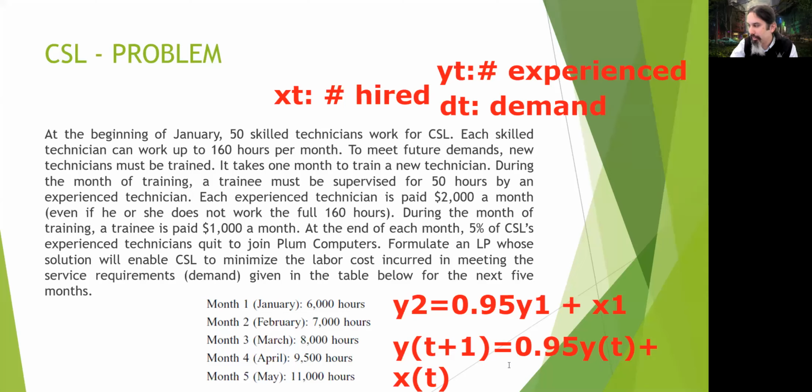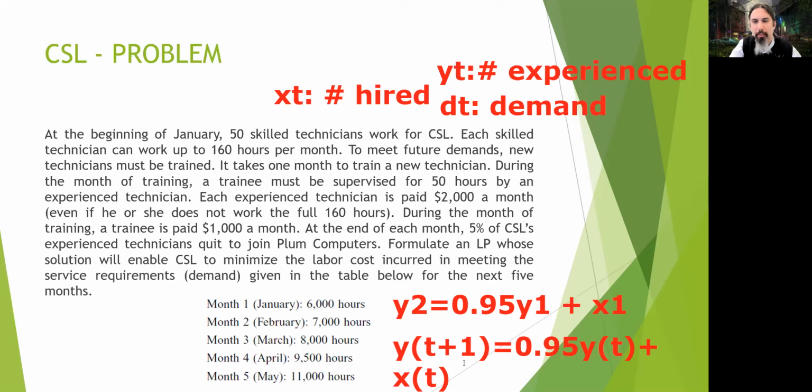Now, we can write this one as our available technicians constraint, okay? This is the number of technicians we have for the T plus first period, all right? This always holds. For T equal to 1, this is 50. We know this. Y1 is 50. But for all other periods, we're going to use this to find the number. All right. This is the number of technicians constraint.